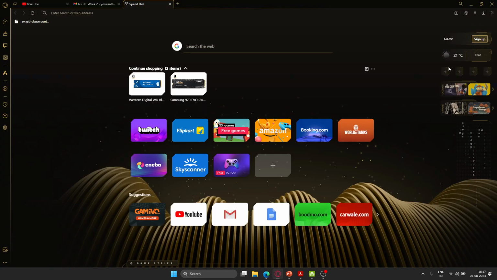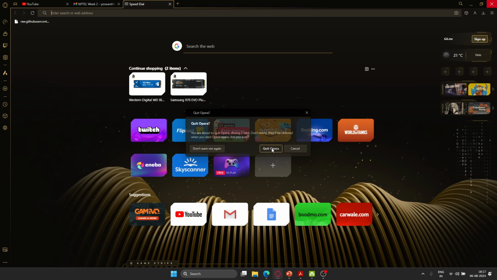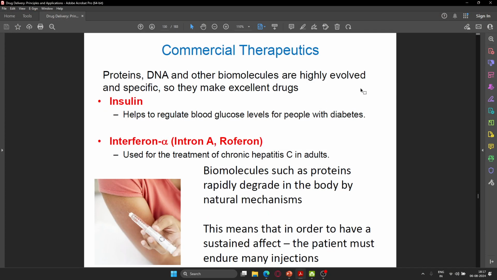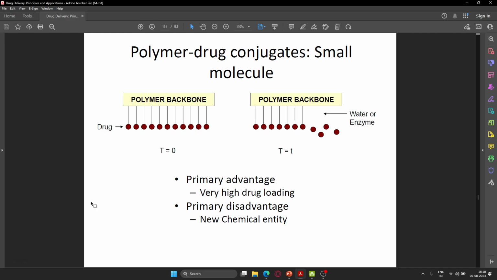Okay, so reservoir systems. There are several commercial therapeutics that you would have looked at. Insulin, interferon alpha, all of these are biomolecules, basically proteins, and how you can efficiently deliver them, right? So, polymer drug conjugates: you can have your polymer backbone with your drug covalently linked to them, where water or enzymes can come and take them off. So these are basically free drug molecules that can go into the bloodstream and be used by your body wherever they are needed.